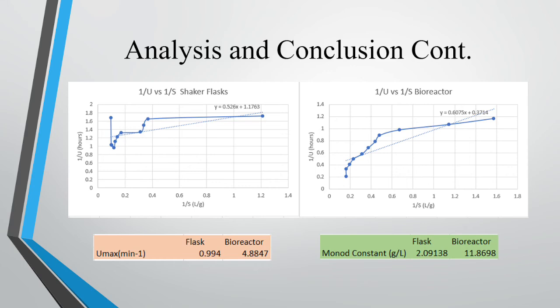The Monod constant determined for E. coli growth within the bioreactor was 11.9 grams per liter. The Monod constant determined for E. coli growth within the benchtop shakers was 2.09 grams per liter. In conclusion, the bioreactor more effectively grew E. coli. This was due to an increased stability in variables and increased oxygen, which is required by the aerobic bacteria.